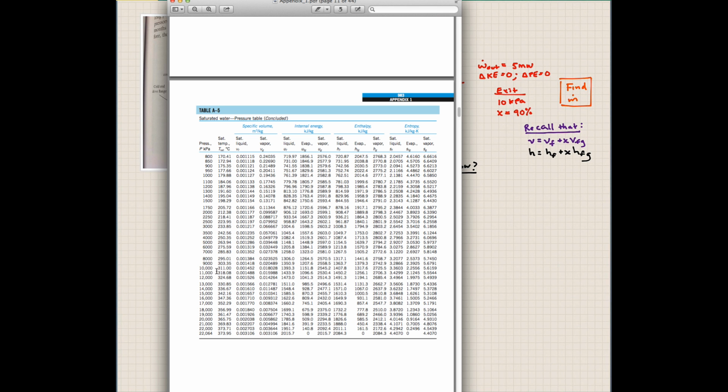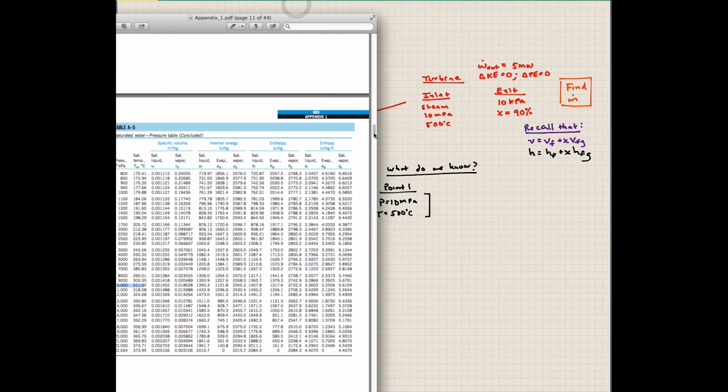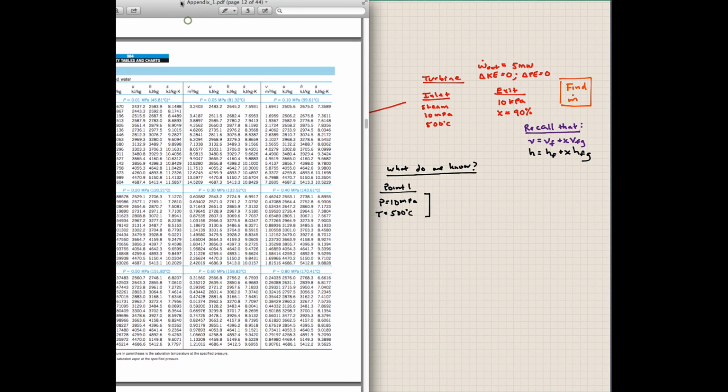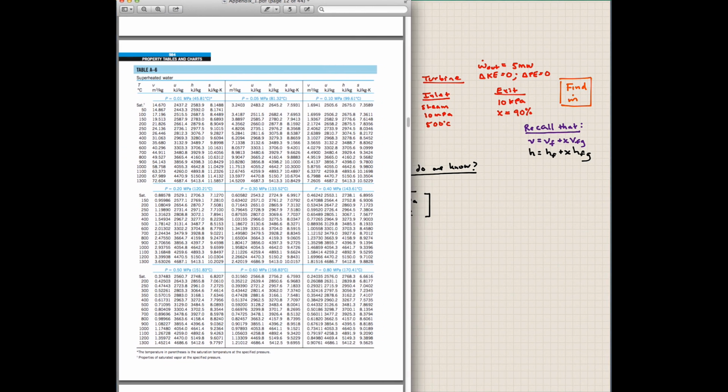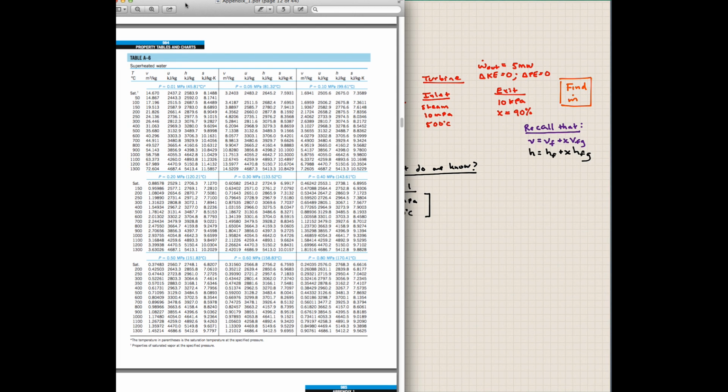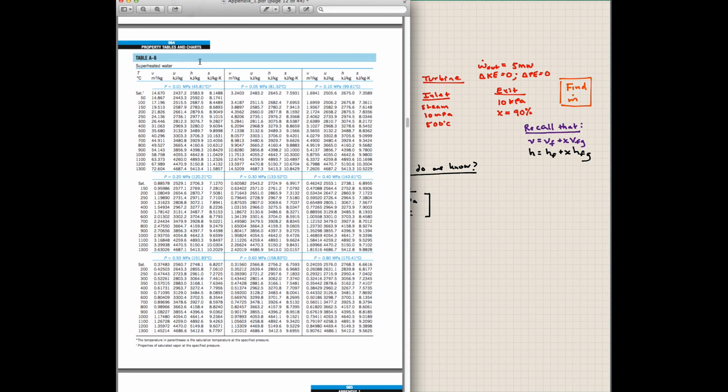10 megapascals is 10,000 kilopascals. So anything above 311 degrees Celsius would be a superheated vapor. And what do we have? We have 500 degrees Celsius. So we have a superheated steam for this case.